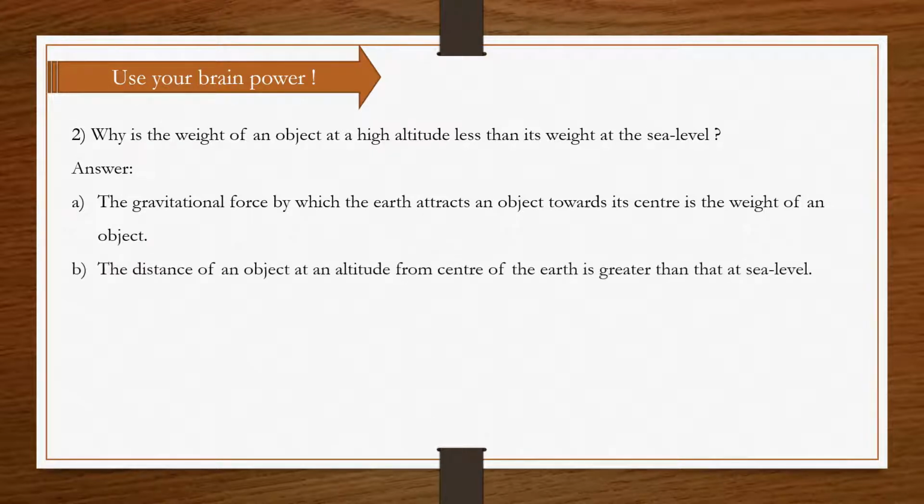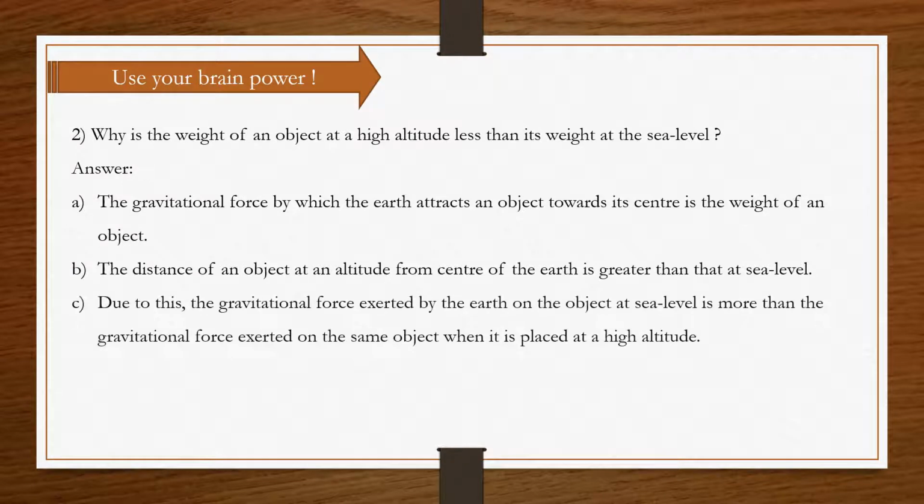and the distance of an object at an altitude from the center of the earth is greater than that at sea level. And due to this, the gravitational force exerted by the earth on the object at sea level is more than the gravitational force exerted on the same object when it is placed at a high altitude. And as a result, an object weighs less at a high altitude than at the sea level.